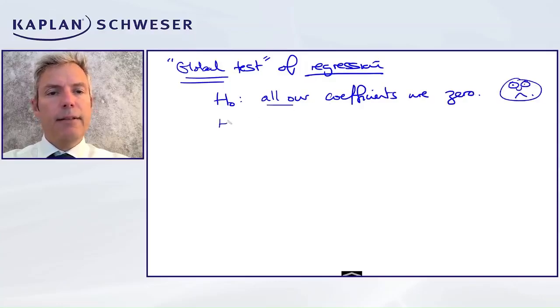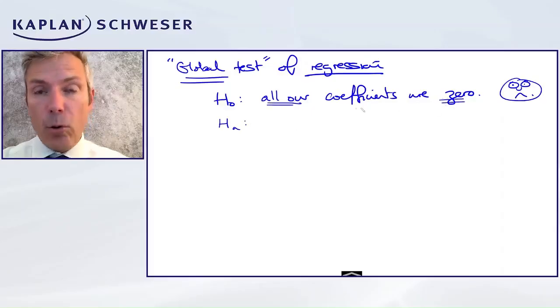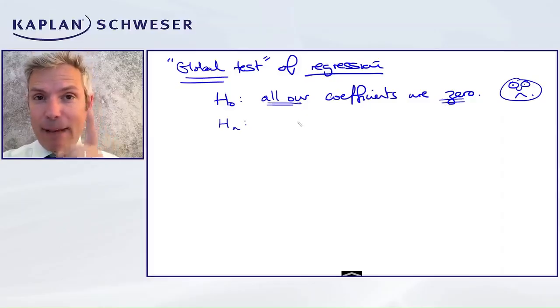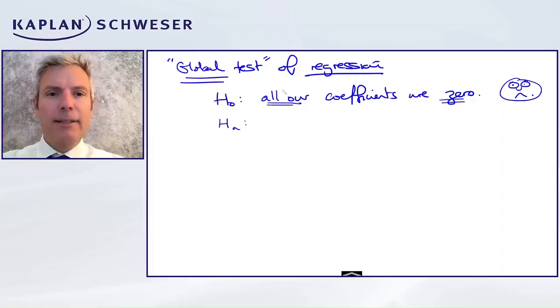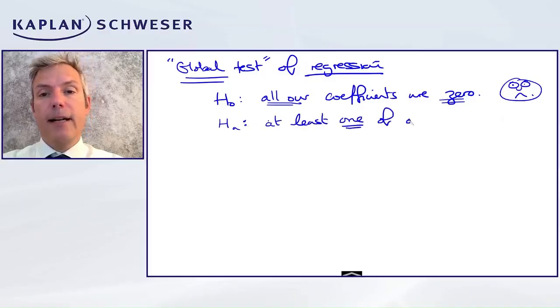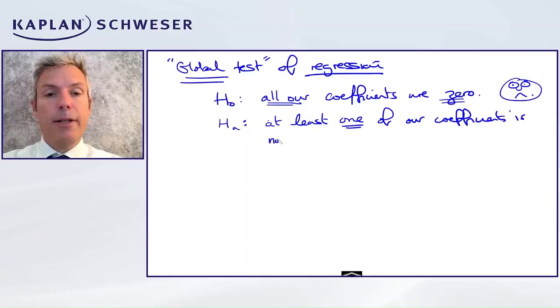Dull null. All right. The alternative is that, now what's the alternative of all of our coefficients are 0? It's not that all of our coefficients are non-zero. That's bad logic and bad grammar as well, right? The opposite of H0 is that at least one of our coefficients is non-zero. And we're talking here about slope coefficients.